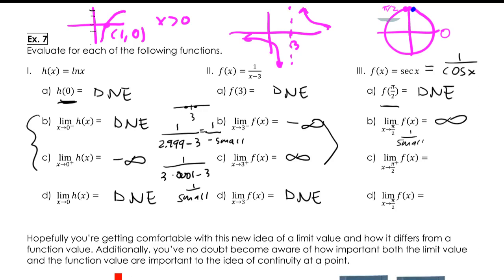Pi over 2 from the right is just bigger than pi over 2. What's cosine of that value? Cosine, the x value, is a super small negative. And what's 1 over a negative super small number? That would be negative infinity. The left and right limits are not the same, so the overall limit does not exist.